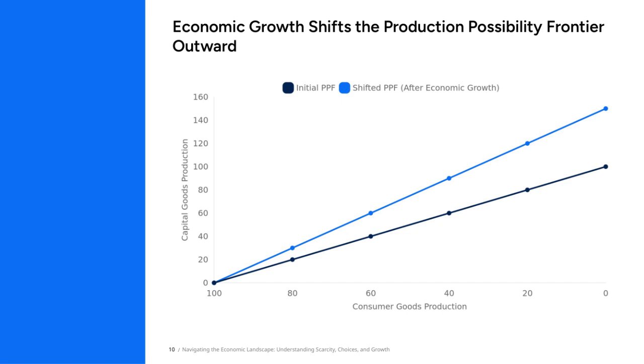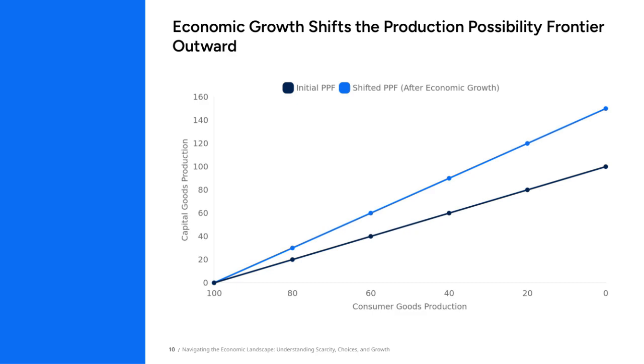The chart illustrates two lines, the initial PPF and the shifted PPF after economic growth. The PPF represents the maximum combination of consumer goods and capital goods a country can produce. Initially, production possibilities are limited, shown by the first curve. After economic growth, the entire frontier shifts outward, indicating increased capacity to produce both types of goods.